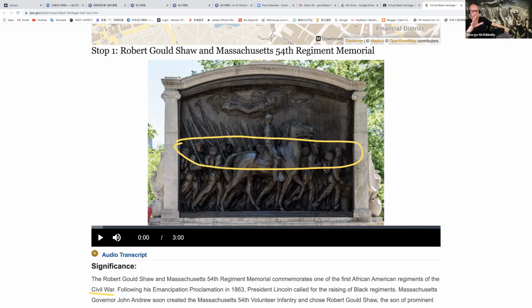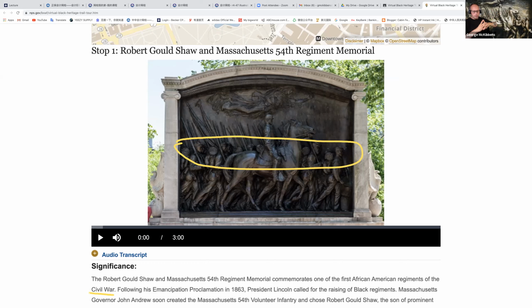So I'm gonna correct you in a few things. These were volunteers, the soldiers. And when the Civil War began, there were no Black soldiers fighting for the Union Army. And the South, the Confederacy, they were fighting to maintain slavery and separate to become a different country.